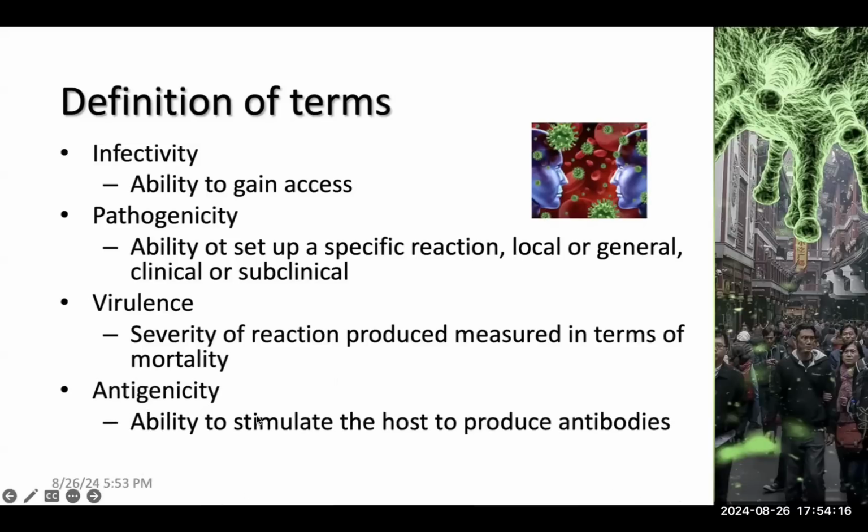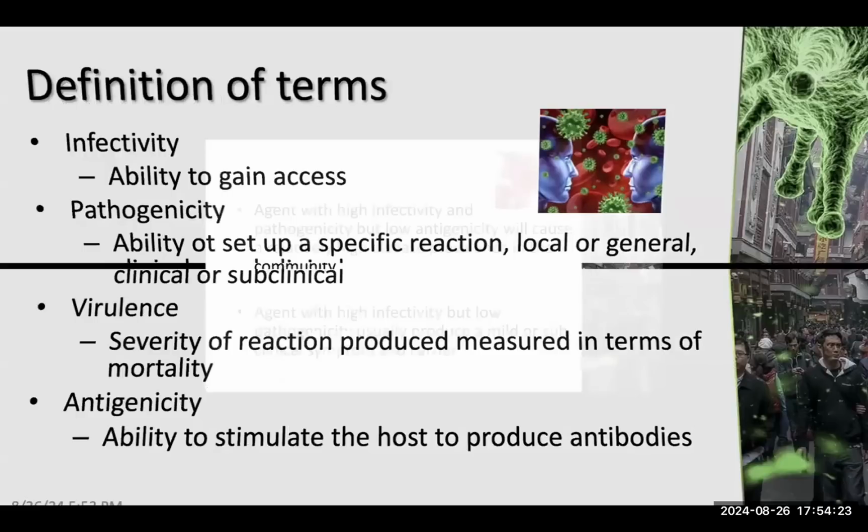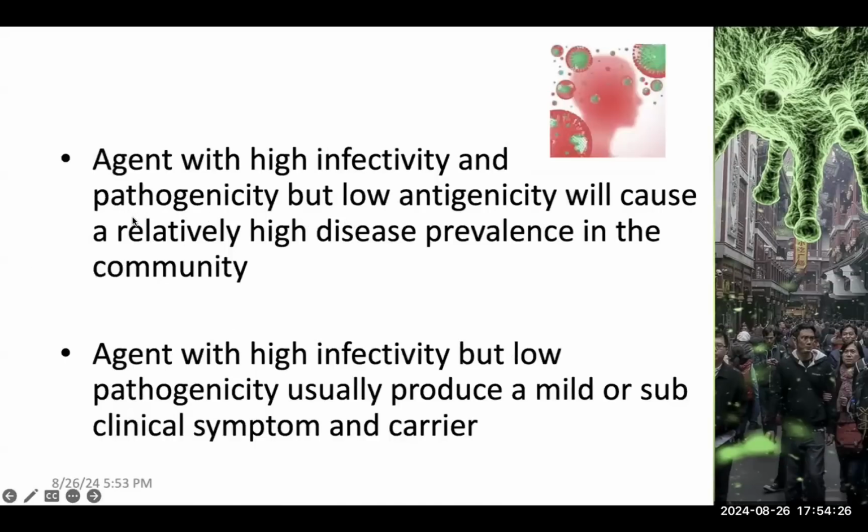Antigenicity is the ability to stimulate the host to produce antibodies. So this is the antigen-antibody reaction of the host. With those definitions, we can now surmise that agents with high infectivity, meaning they can infect a lot of people, and high pathogenicity, wherein there will be a lot of symptoms, but low antigenicity, wherein the host will not be able to ward off the agent, these three conditions will cause a relatively high disease prevalence in the community.